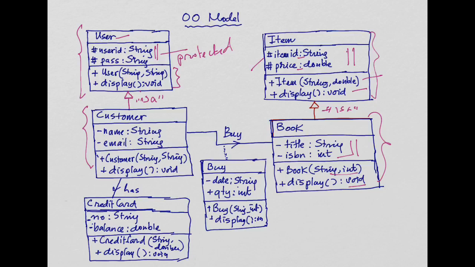As you said that customer buys book, this is actually association, and the name of this association actually is buy. And I put a dotted line to indicate that buy will be a class. Why? Because you said customer buys book on a date and quantity. So the date and quantity, both are actually private members of buy class. You have a constructor and you have a display method.